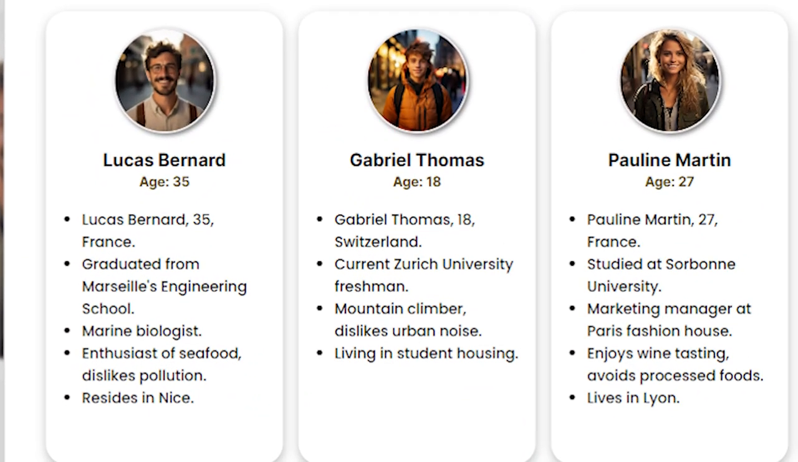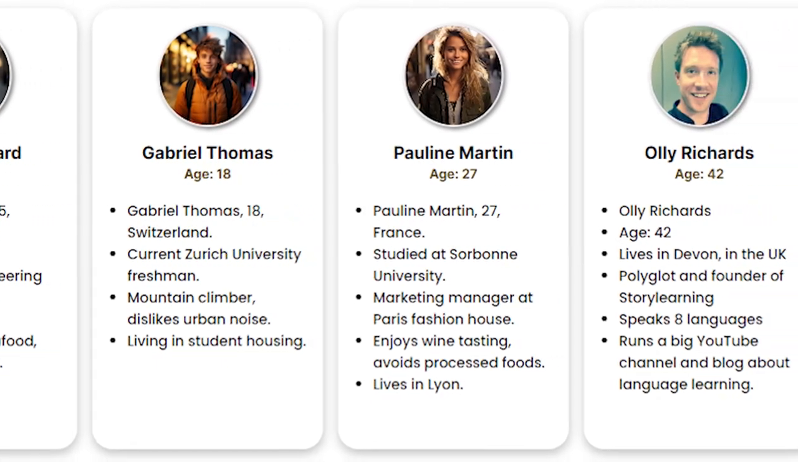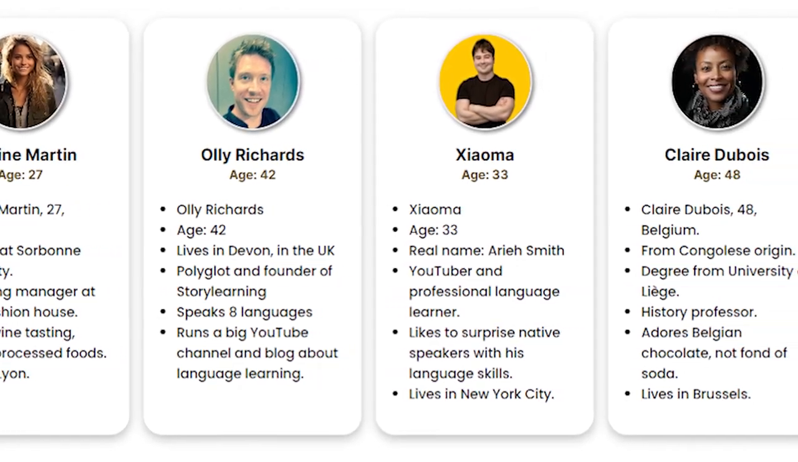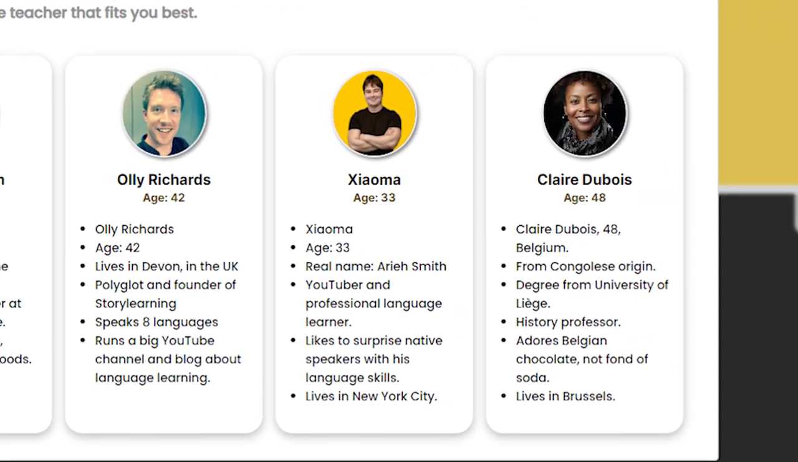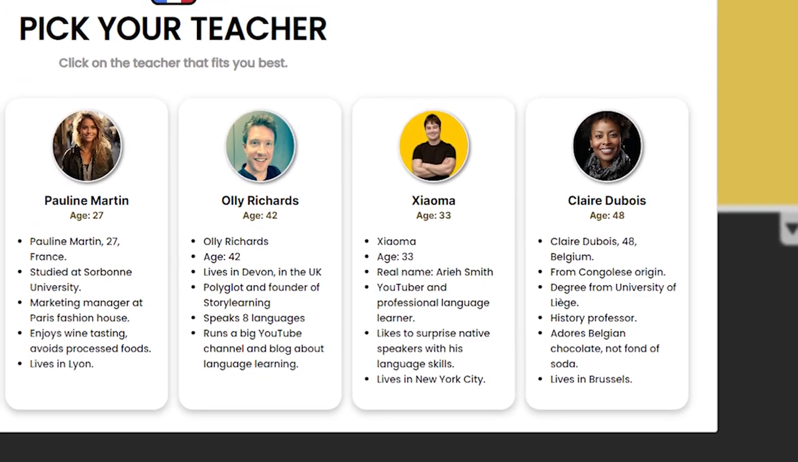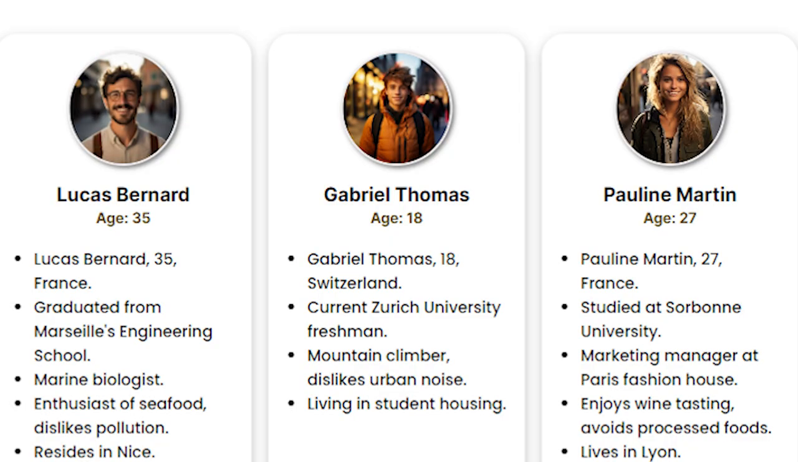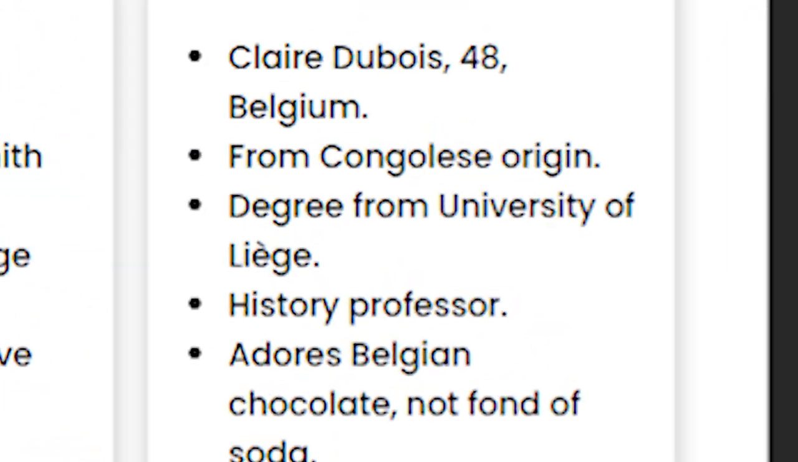I've got Lucas Bernard, Gabriel Thomas, Pauline Martin, Ollie Richards, Xiaomanyc, obviously the YouTuber who's behind this whole thing and really the one who's marketing it the most, and Claire Dubois, all with different varying ages, and it talks about what they graduate from. Now, of course, these are all different AI personas that are meant to be actually set, but for these types of people, you can actually have different conversations. Maybe for Gabriel Thomas, who's 18, he's a mountain climber and dislikes urban noise. If you want to have a conversation about mountain climbing, he'd be your guy. Or what about Claire Dubois? She's a history professor. Say if you wanted to have a conversation about the history of art in France. Well, obviously Claire Dubois would be your teacher.